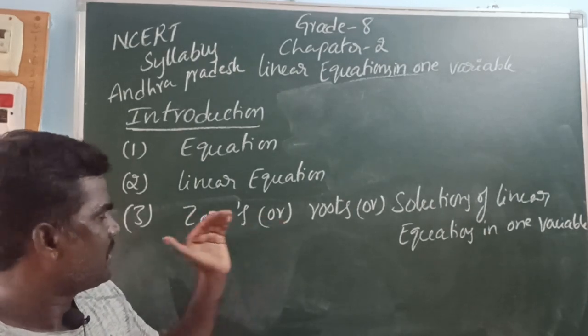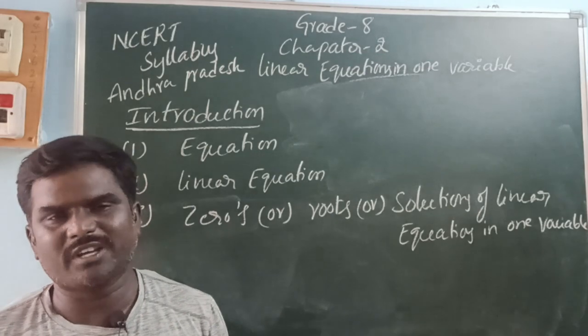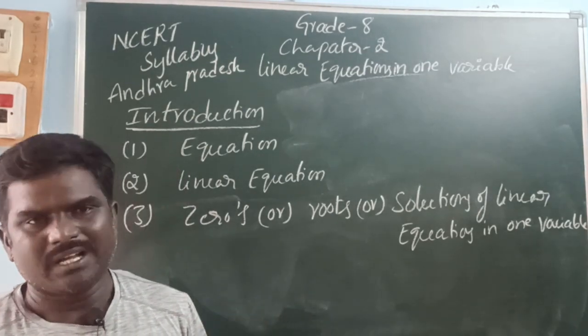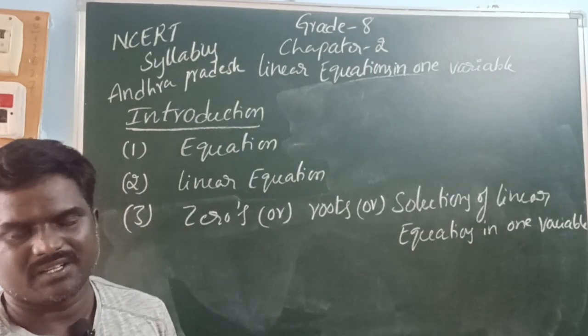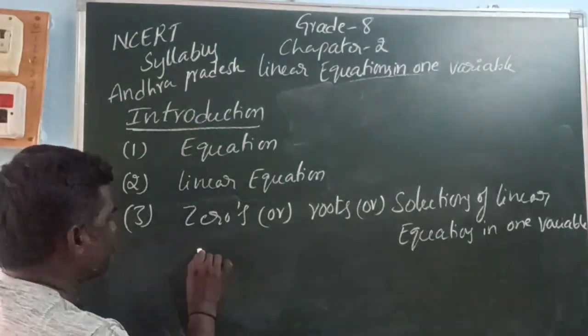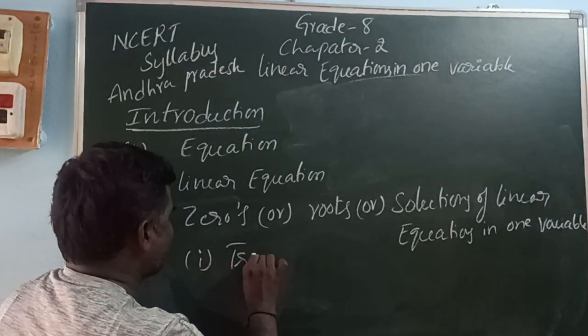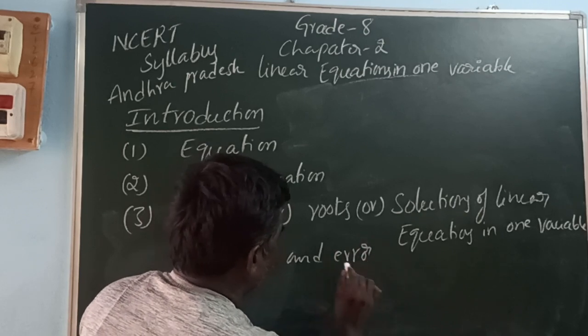For finding the zeros, or roots, or solutions of a linear equation in one variable, there are four methods. What are the four methods? First one, the trial and error method.